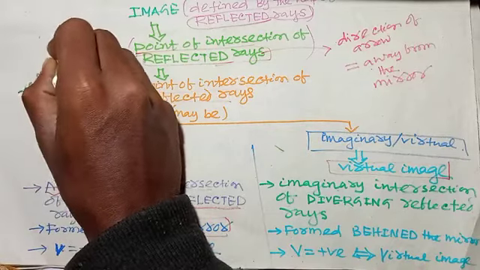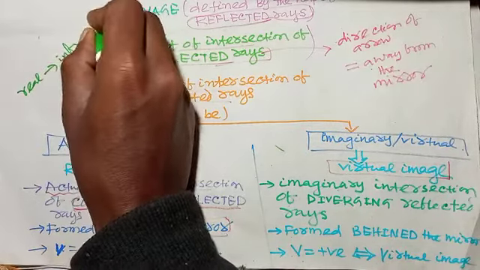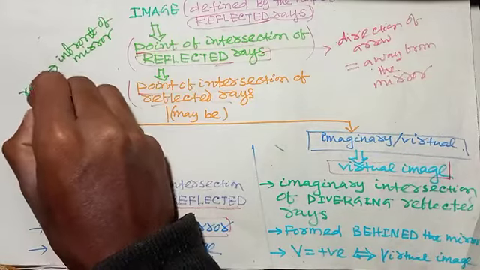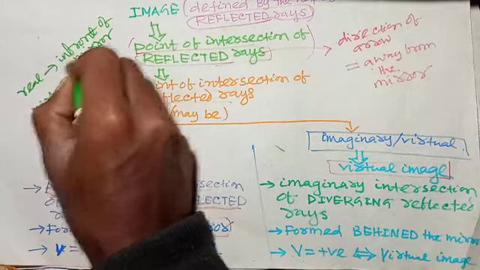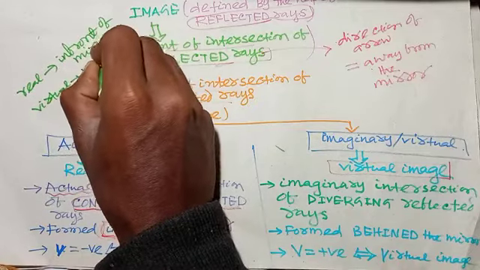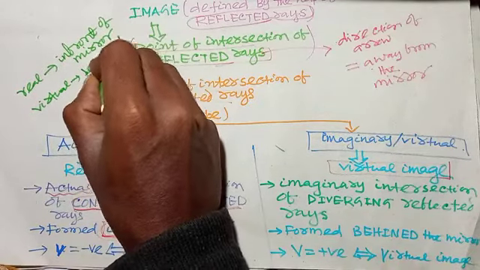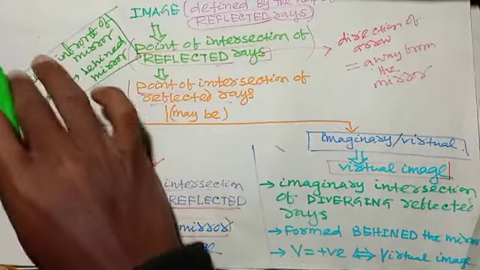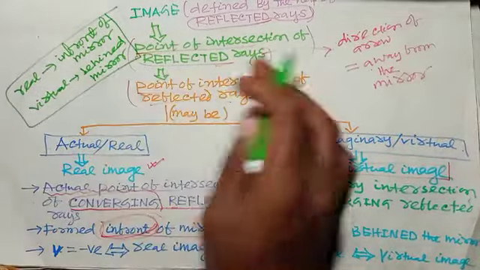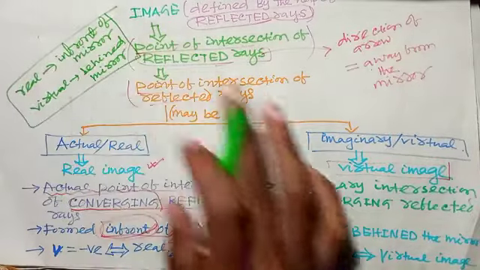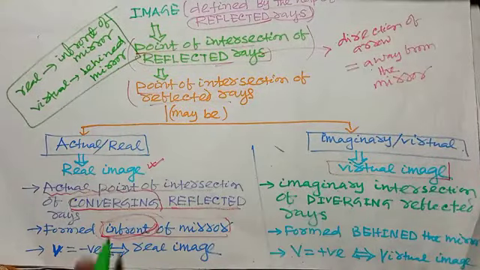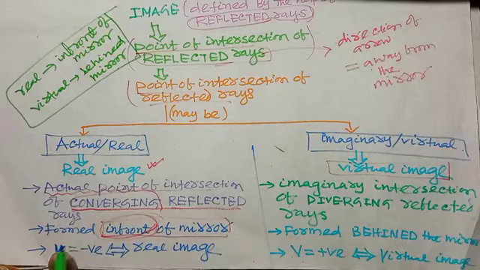Real means in front of the mirror, and virtual means behind the mirror, whether it is object or image. Real object means in front of the mirror, real image is also in front of the mirror. Whatever is virtual, that is behind the mirror. So for real image, the image distance is negative.